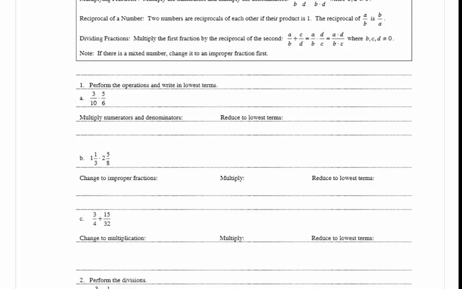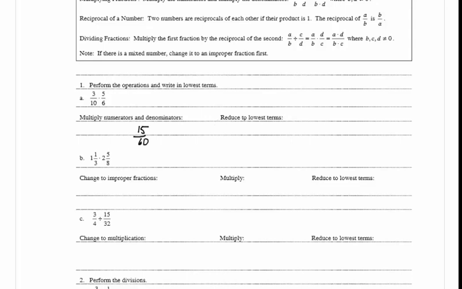And when we multiply fractions, we're going to multiply across the numerator and across the denominator. So it wants us to multiply numerators and denominators. 3 times 5 is 15. And 10 times 6 is 60.